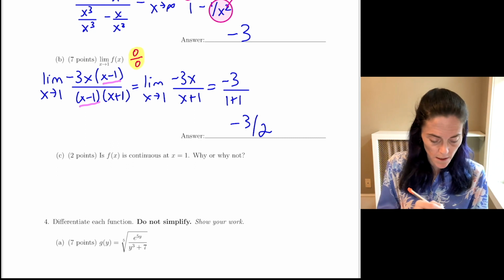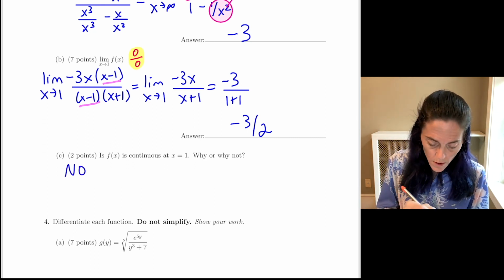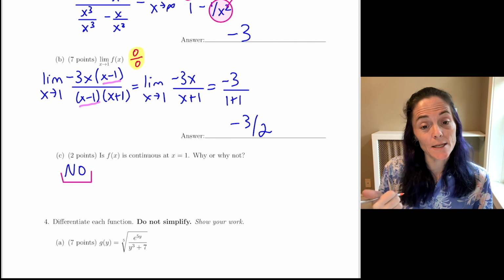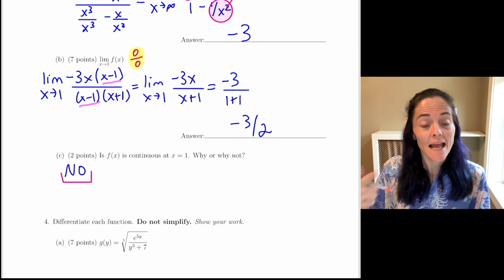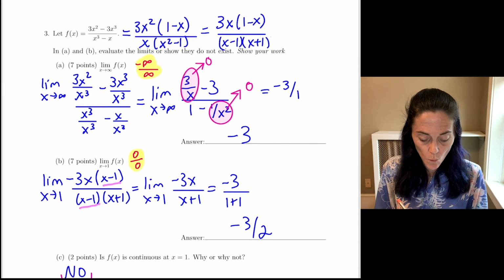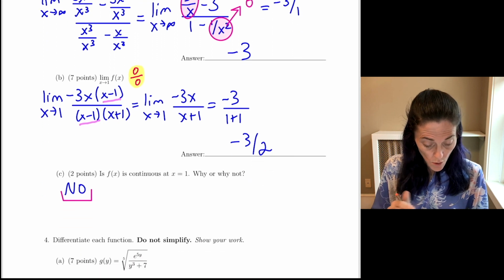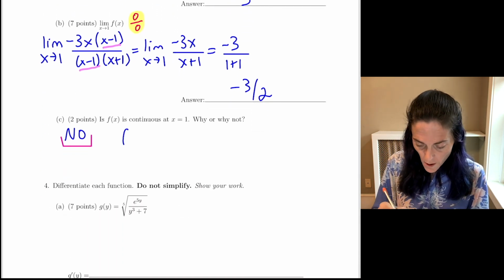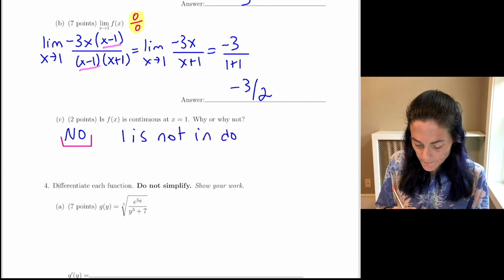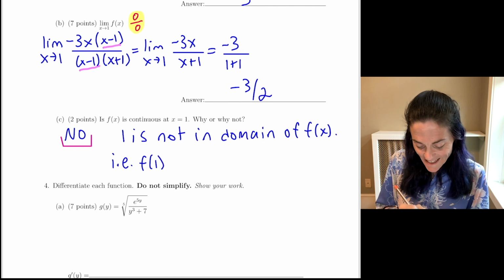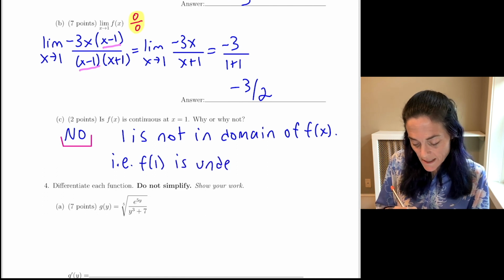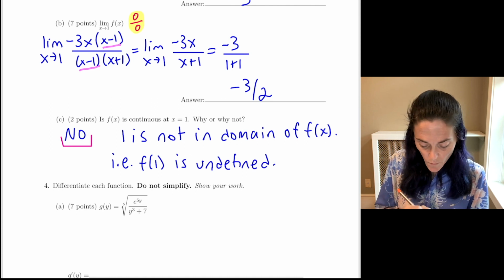Well, definitely not. The answer is no, because we need the limit to exist. The limit exists at x equals 1. We need 1 to be in the domain of the function. This is where we run into issues, because 1 is not in the domain of this function. So f of 1, I'll write it that way, 1 is not in the domain of this function. Or in other words, f of 1 is undefined. And because of this reason, the function is not continuous at x equals 1.